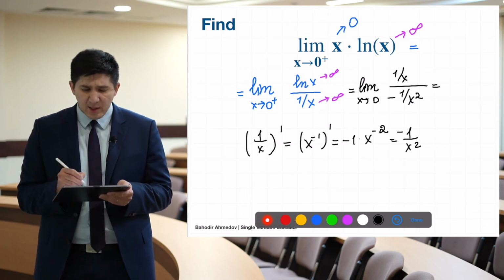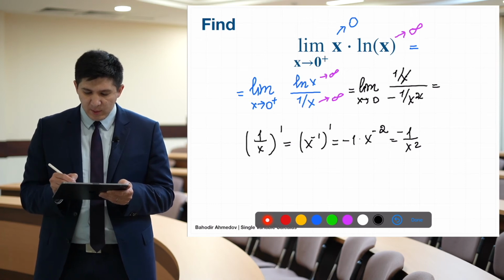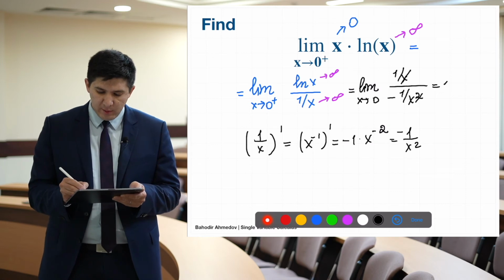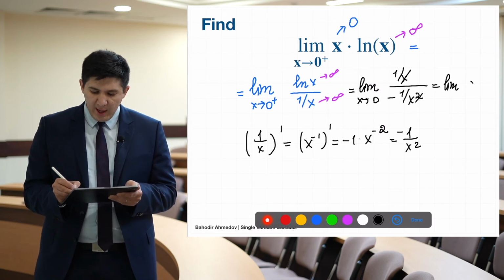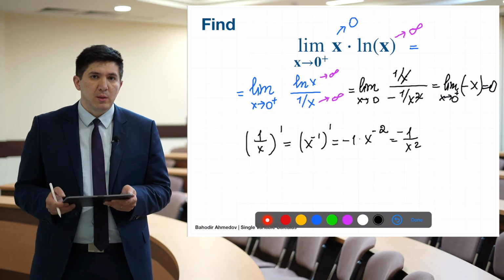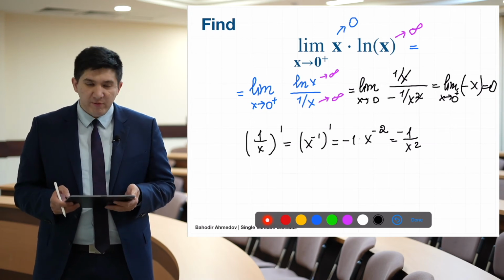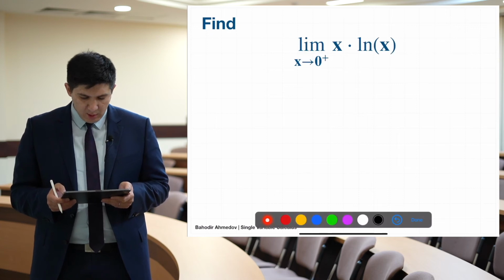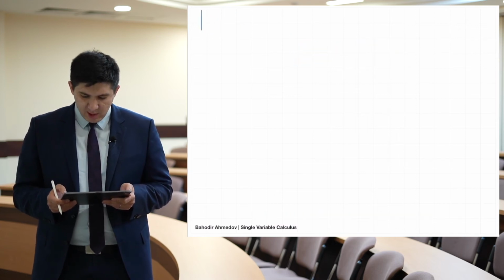So we can cancel out some of the x's. This x with this x are going to be canceled out, and this x goes up. It is going to be the limit of minus x, right? When x goes to 0 from the plus side, it is equal to 0. Well, this limit is equal to 0. Again, we found this using the so-called L'Hôpital's rule. So let's do more examples. Oh, it is actually the same example.